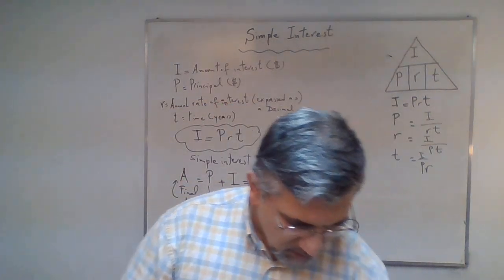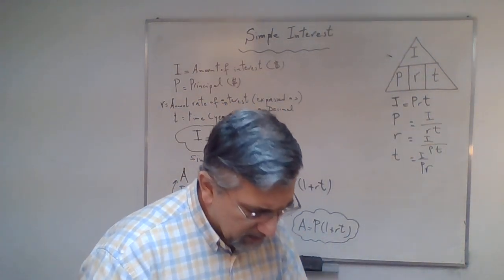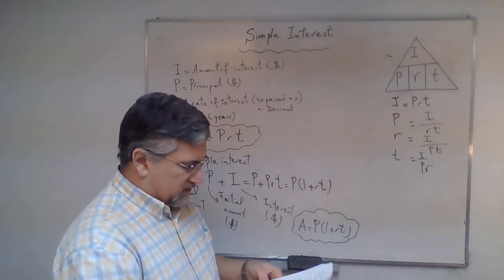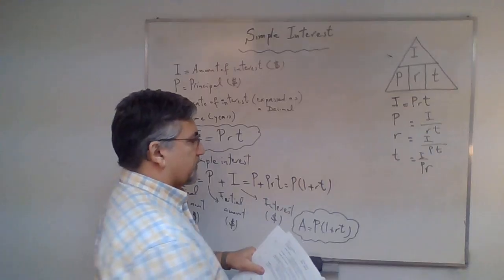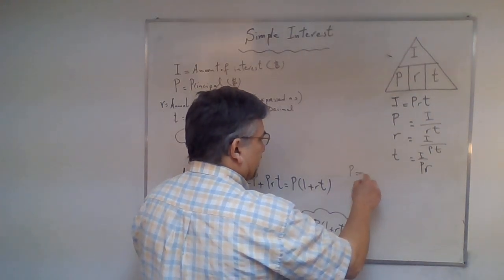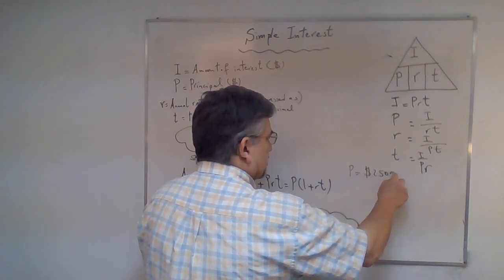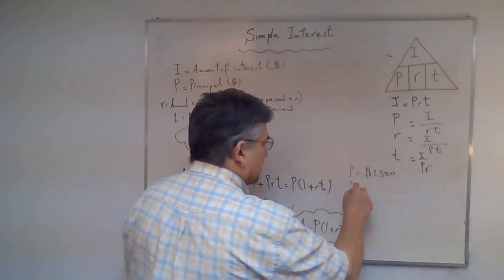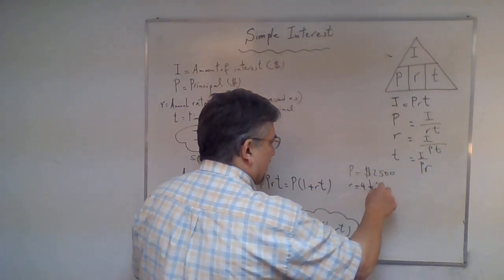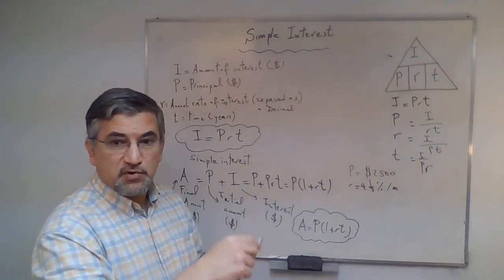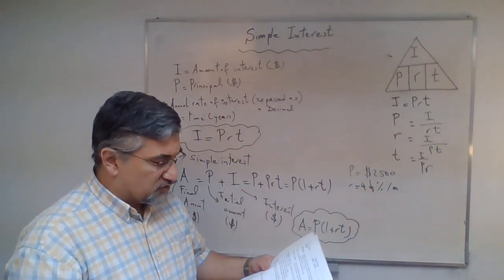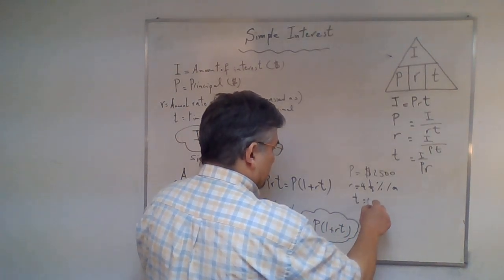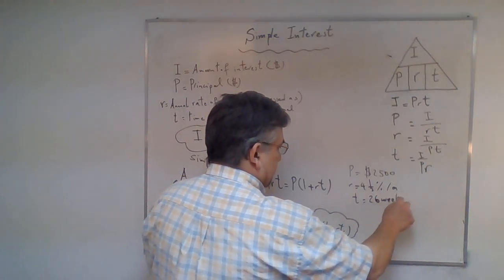So let me give you a numerical example. Let's say we have an investor, and this investor has a principal of $2,500, and this amount is invested at 4.5%. So the rate is 4.5% per annum, which means per year. It's always an annual rate of interest, and it's simple interest. And this is for a time of 26 weeks.